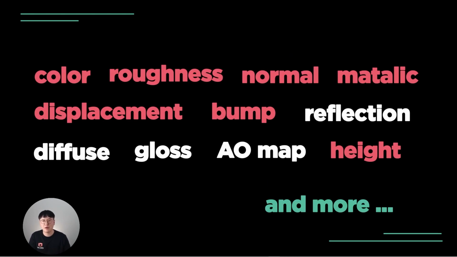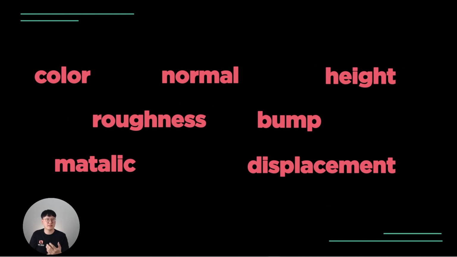As you can see here, the map names highlighted in red are the more important maps that we can use inside Blender. And once you organize this, it actually gets simpler and easier, and we're just going to go for that.